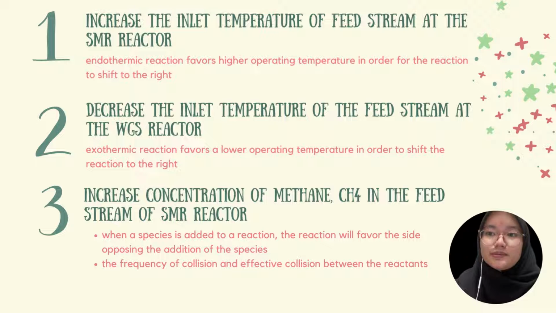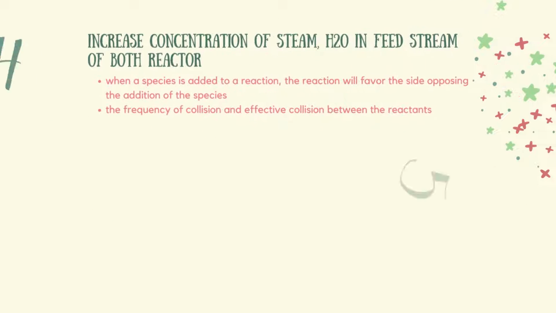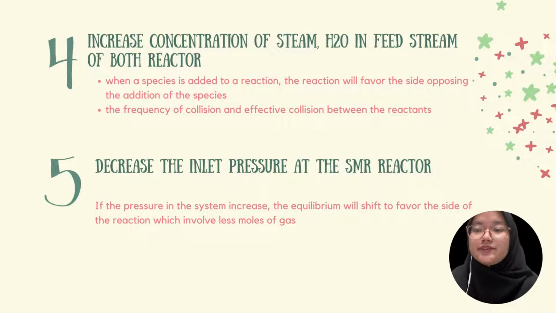And the third strategy to maximize the selectivity and yield of hydrogen is by increasing the concentration of methane in the feed stream of the SMR reactor. When a species is added to a reaction, the reaction will favor the side opposing the addition of the species. Hence, by increasing the concentration of methane, the equilibrium of the reaction will shift to the right. Next, increase the concentration of steam in the feed stream of the WGS reactor. This is because when a species is added to a reaction, the reaction will favor the side opposing the addition of the species.